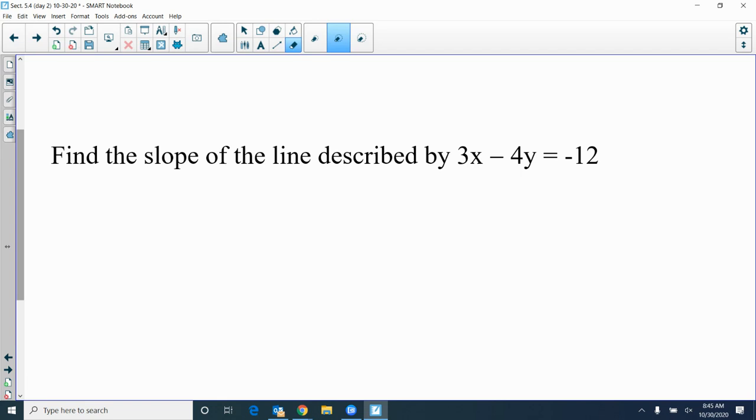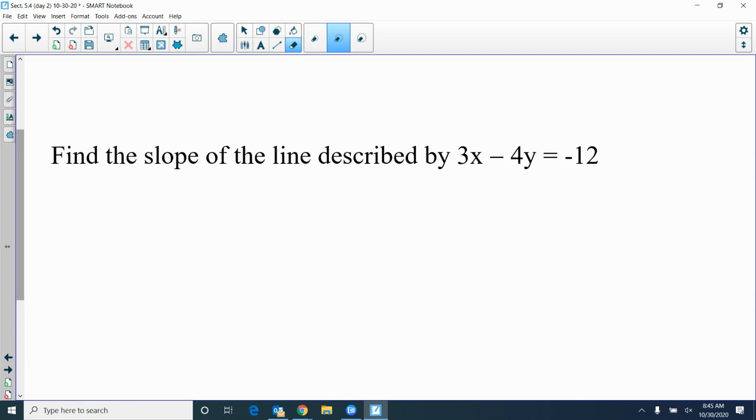Alright, this is also a good review for x and y intercepts. It says find the slope of the line described by 3x minus 4y equals -12. You gotta have 2 points. You can plug in different x and y values, but you're not guaranteed to get nice numbers. So we're gonna do x and y intercepts.